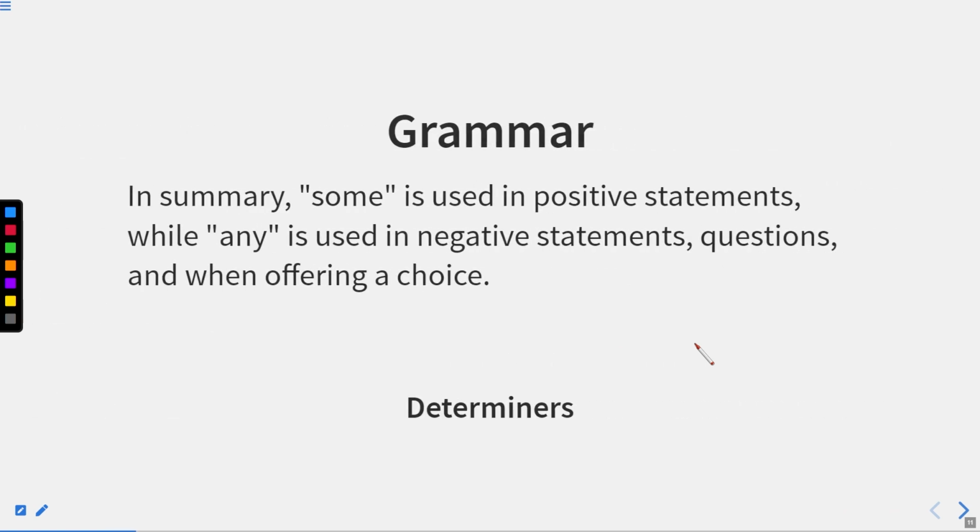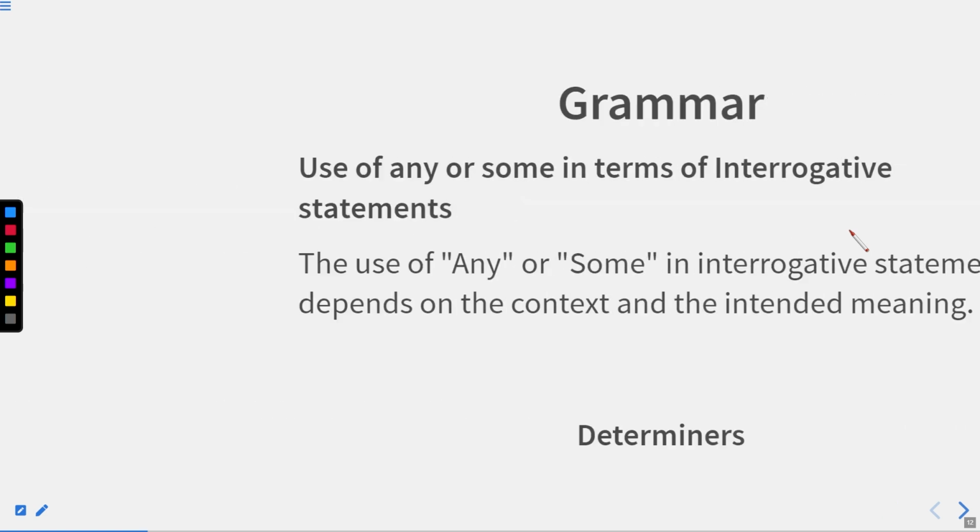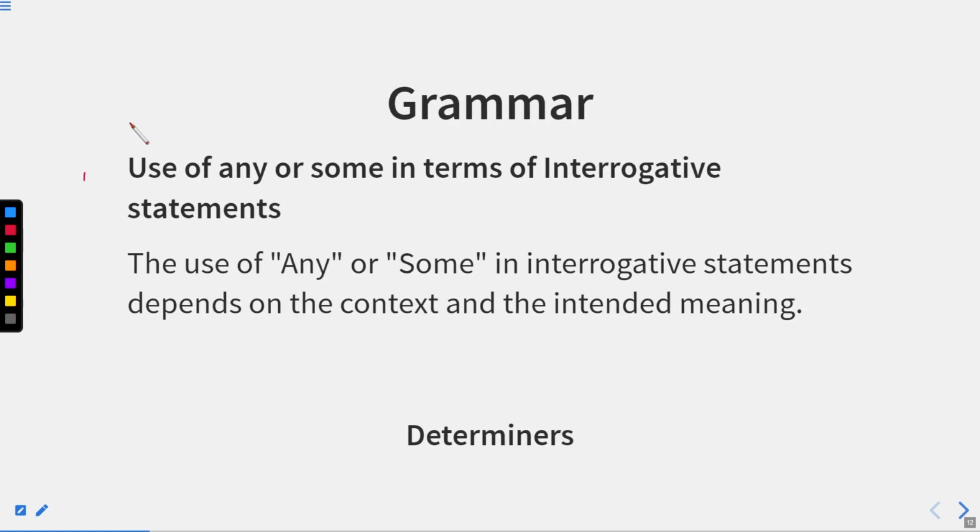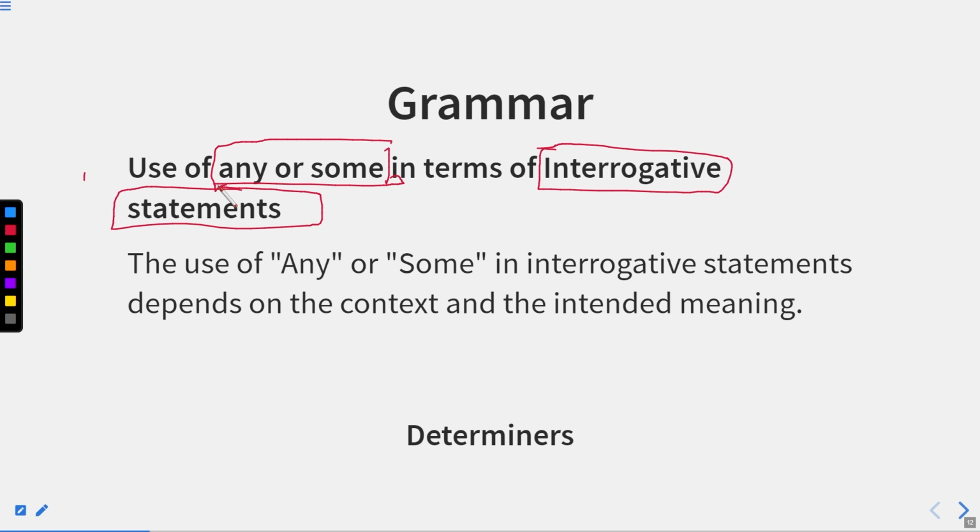Now, in summary, some is used in positive statements while any is used in negative statements, questions, and when offering a choice. Now, here it is written questions. So, questions. In questions form, we can use some also. How? Let us discuss. Use of any or some in terms of interrogative statements. Interrogative means question statements. Now, if we have interrogative sentences, we can have any or some both. But how we can use these words, let us discuss.